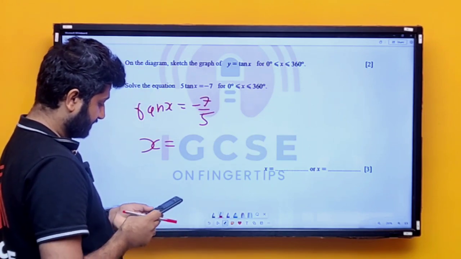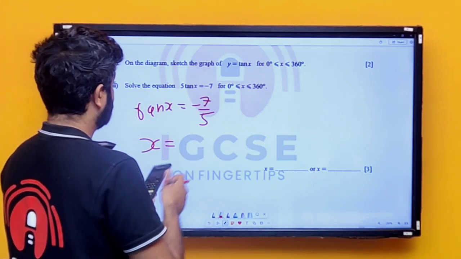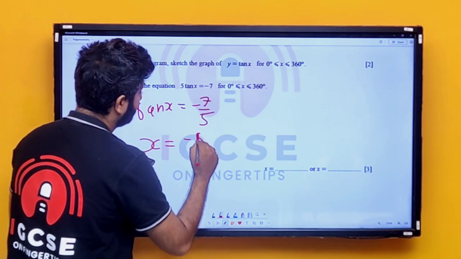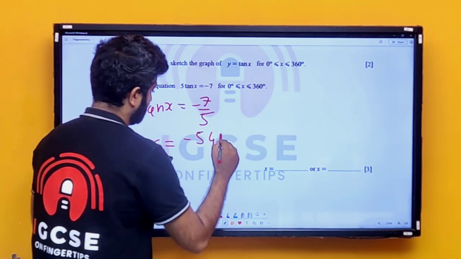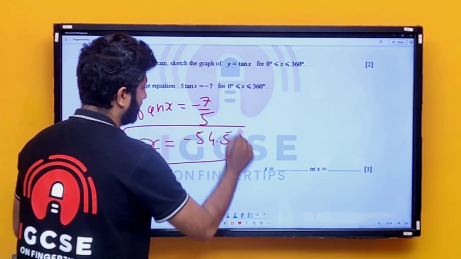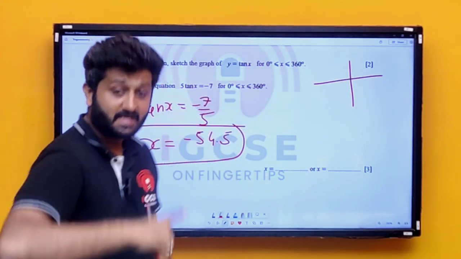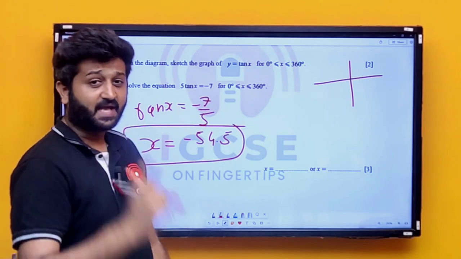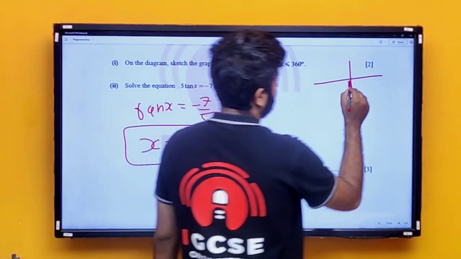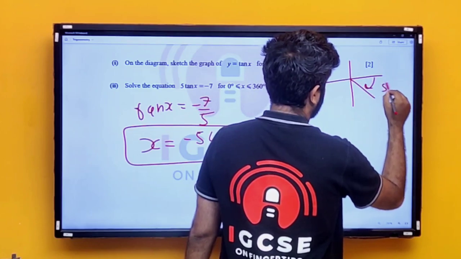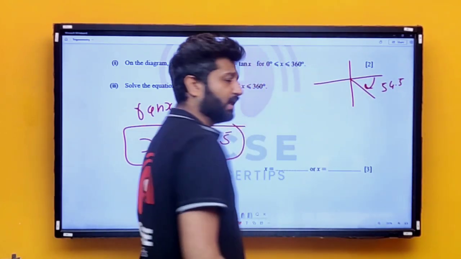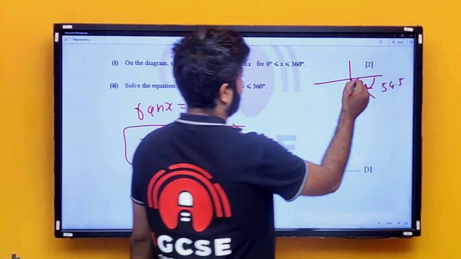Now let me draw negative 54.5. Negative means the angle is measured in the clockwise direction. So if I plot this angle, this is going to be my negative 54.5 degrees, right? Now if I draw the positive angle, it will be 360 minus 54.5, so the first answer will be 305.5.